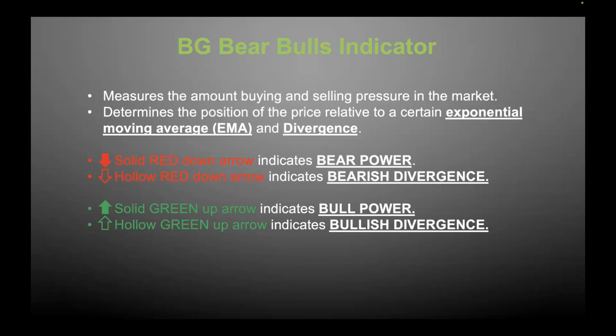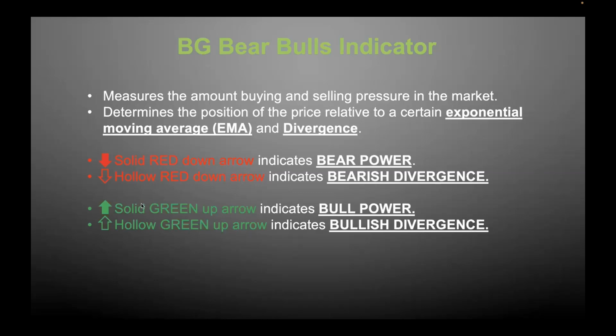So we'll show you right here. So the main arrows to look at: you have a warning marker, which is the solid arrow. And you have the hollow arrow, which is the signal to enter or exit, go short or go long.